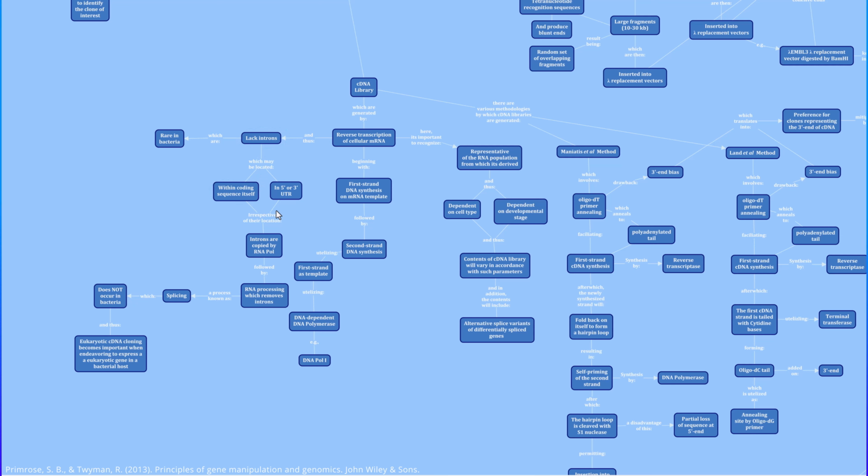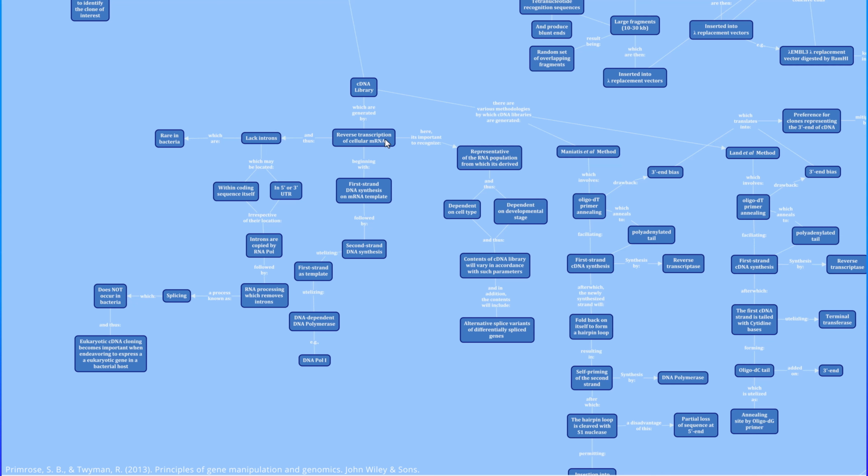Now, irrespective of their location, introns are copied by RNA polymerase, followed by RNA processing, which removes those introns. This is a process known as splicing, which does not occur in bacteria, and thus eukaryotic cDNA cloning becomes important when endeavoring to express a eukaryotic gene in a bacterial host. Introns do exist, although rarely, in bacteria, so keep that in mind.